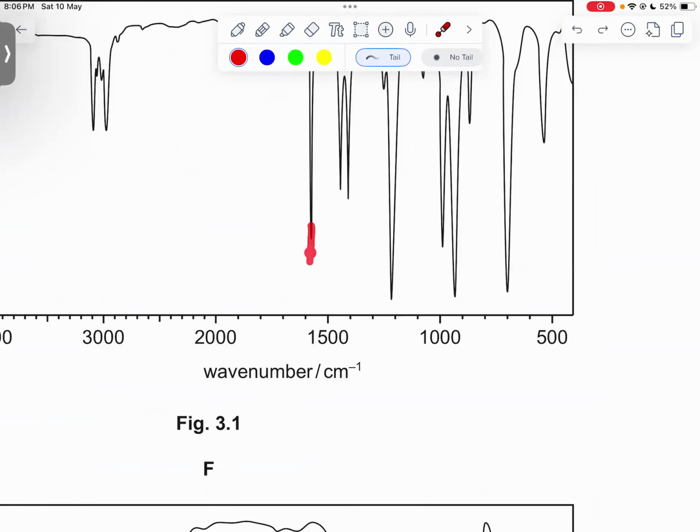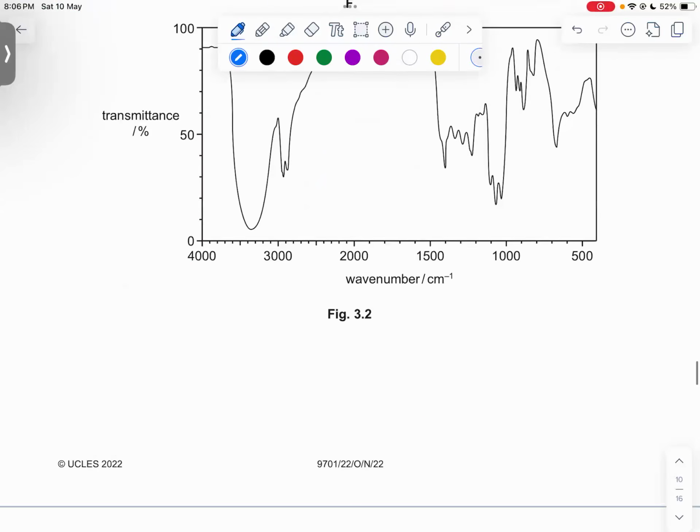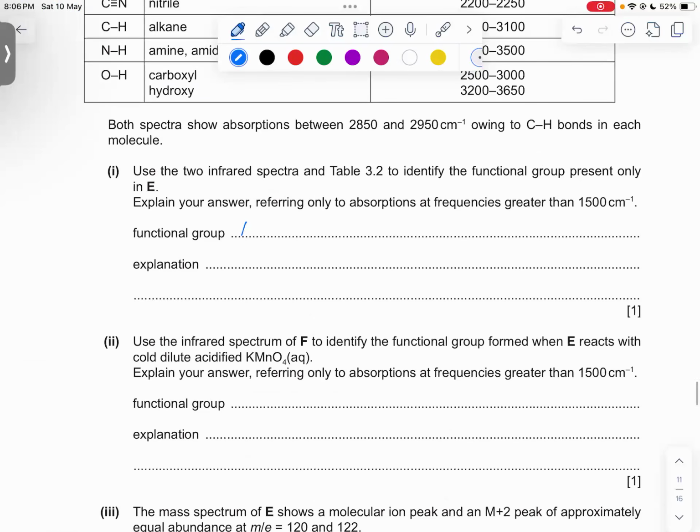We see that there is a peak. There is a peak right here. Circle it, put a carbon-carbon double bond so that if the examiner is checking your paper, he sees that you have identified the carbon-carbon double bond. So E is an alkene, right? It contains the carbon-carbon double bond.